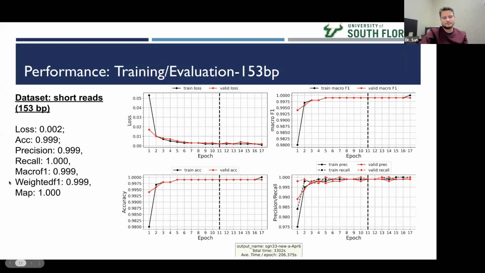All right, so these are my training results, where I found the loss is almost 0, accuracy is 99%, precision and recall are almost 100%, and mAP is 100.